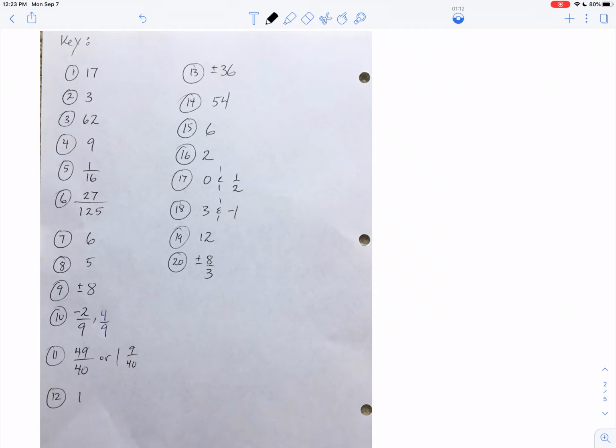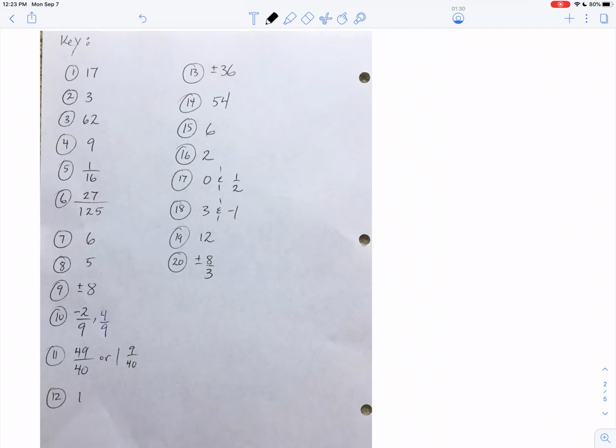And just a reminder, take a look at number 11 there. It's 49 over 40, which is improper, or 1 and 9/40. I don't care if you write your answer as an improper or a mix, doesn't matter. I just want it in lowest terms. So, there's the 20 solutions for that.